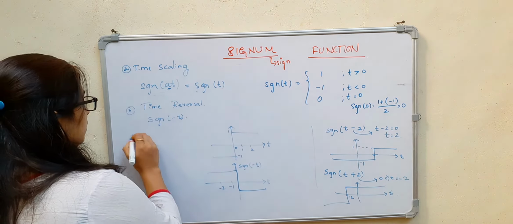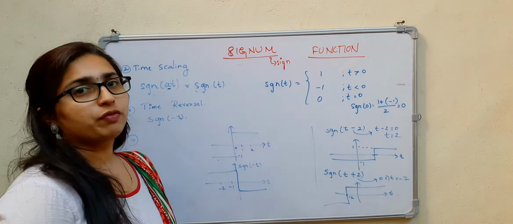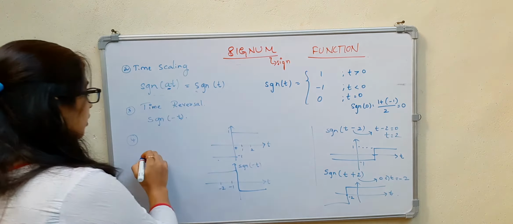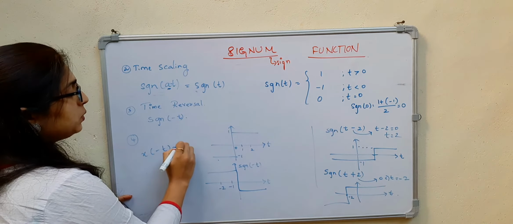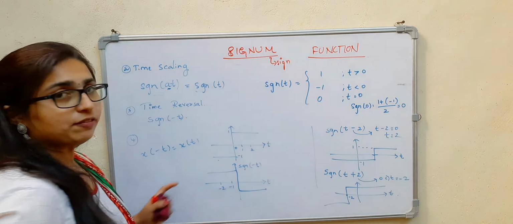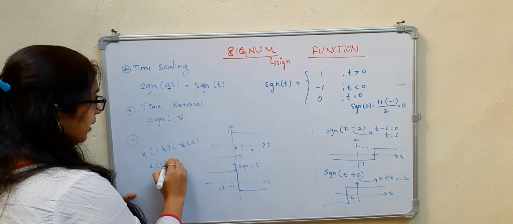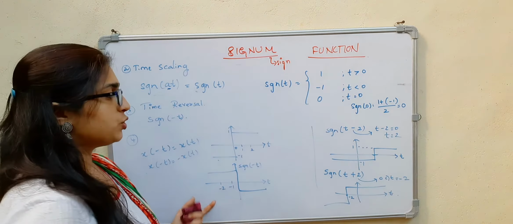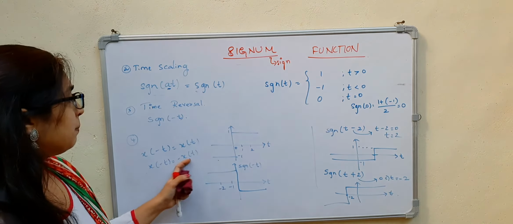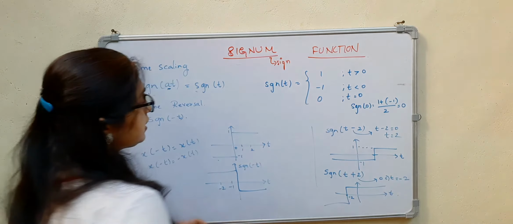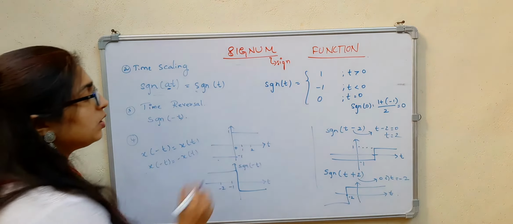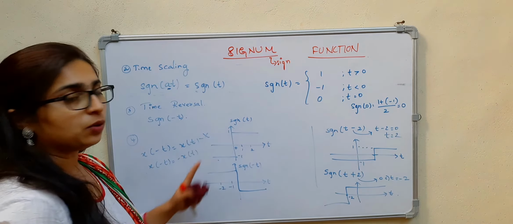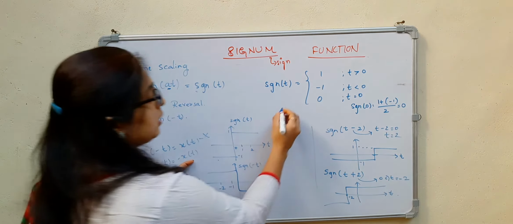See, is this an even function or an odd function? Actually, you know, if x of minus t is equal to x of t, that will be even. If x of minus t is equal to minus x of t, then that will be your odd function. So let us check our signum function. See, signum of minus t is not equal to signum of t. So this condition is failing now. So let us consider minus signum of t.